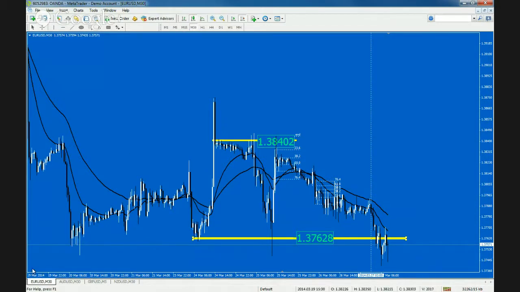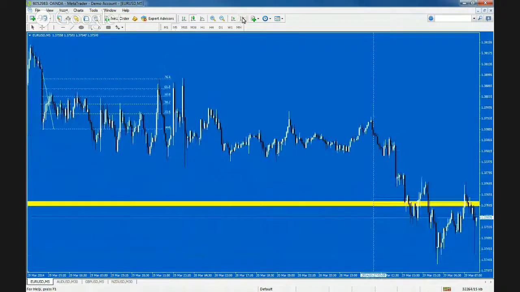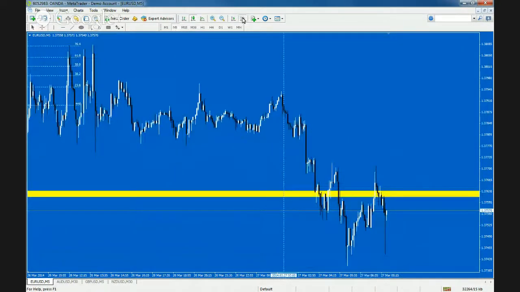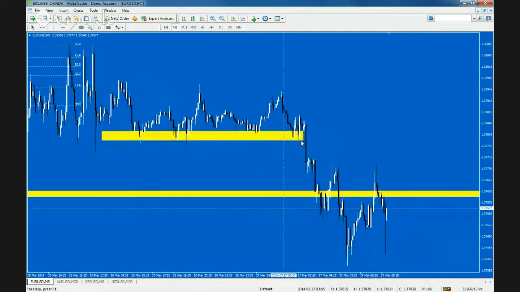And yeah, I know there's a little arrow over here we can use. Actually, it's right here, but it should be over there. Okay, so let's drop to 5 minutes. So the first thing I want to look at is coming down through here, we would have had an area of support right in here.